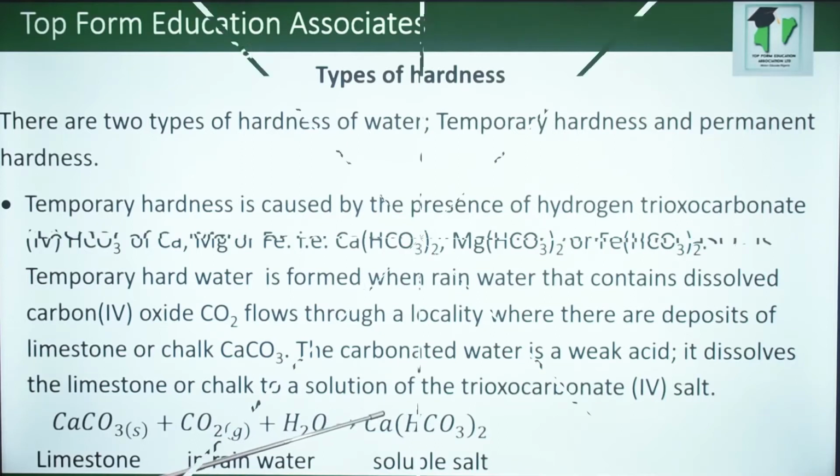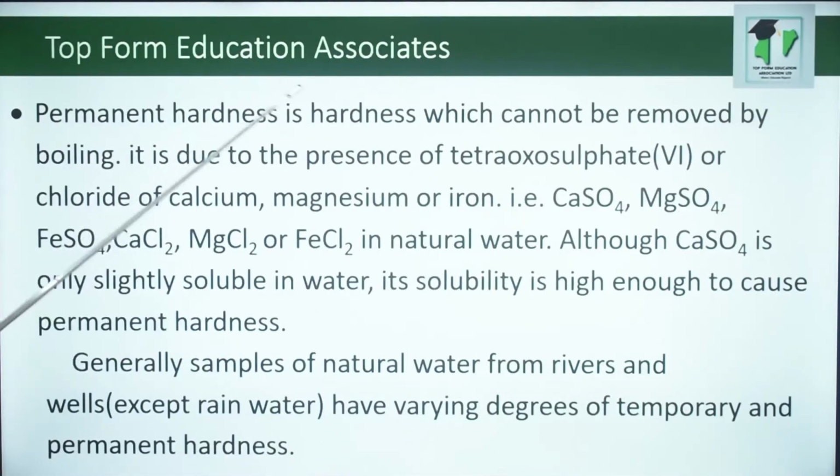Permanent hardness is hardness which cannot be removed by boiling. It is due to the presence of tetraoxosulfate VI or chlorides of calcium, magnesium, or iron, that is, calcium sulfate, magnesium sulfate, iron II sulfate, calcium chloride, magnesium chloride, or iron II chloride in natural water.